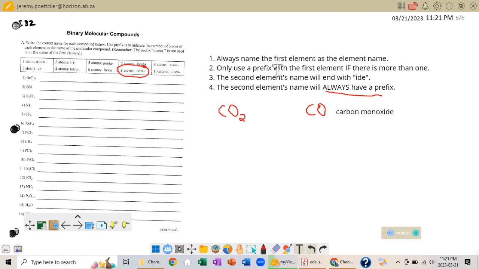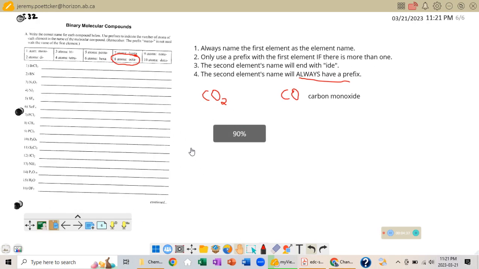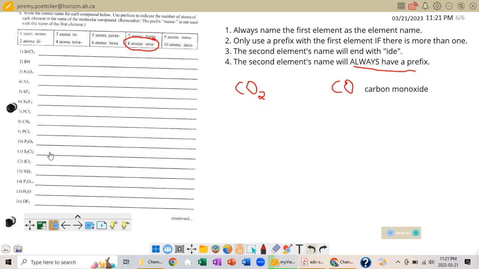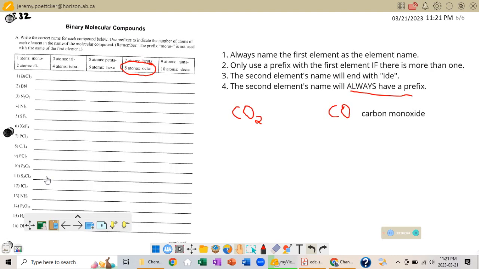Where we get to use prefixes with the first one, again, is if there is more than one of them. So if I look down this list here, questions 1 through 16, I can't see 16 the way that it's set up on my screen anyways. But if we look at those there, only 10 and 11 have more than one of that first element, and 3, sorry. So those would be the only ones there that I'd need to use a prefix with the first one. So just to kind of look at that, so I've got N2O3.